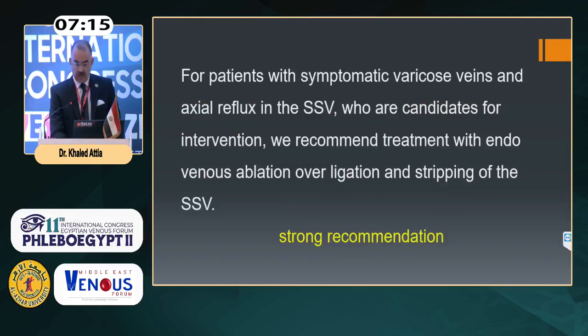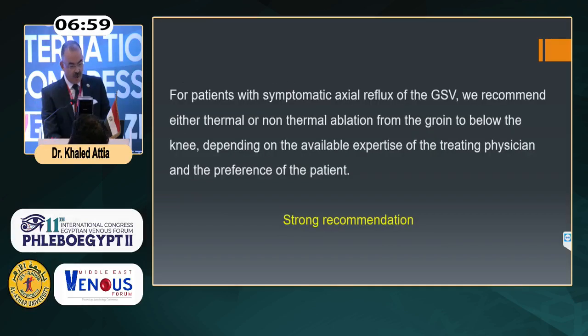For patients with symptomatic varicose veins and axial reflux in the small saphenous vein who are candidates for intervention, we recommend treatment with endovenous ablation over ligation and stripping of the small saphenous vein. This is a strong recommendation. For patients with symptomatic axial reflux of the great saphenous vein, we recommend either thermal or non-thermal ablation from the groin to below the knee, depending on the available expertise of the treating physician and the preference of the patient. This is a strong recommendation.